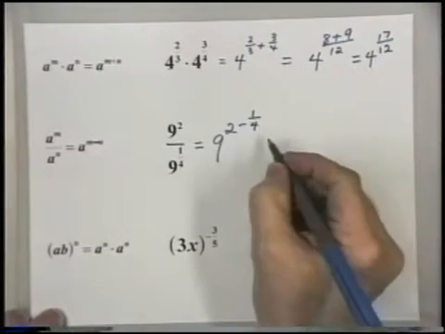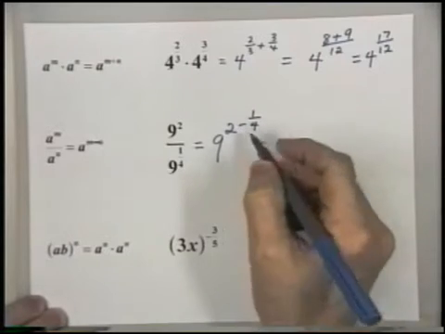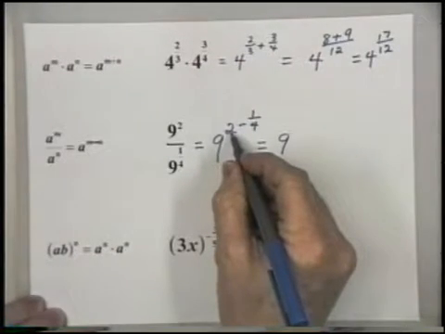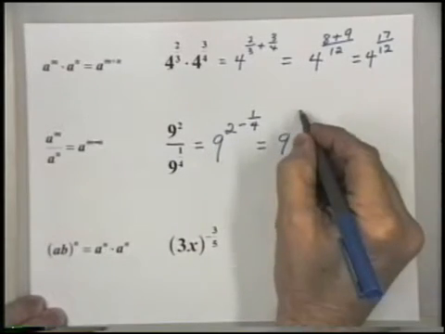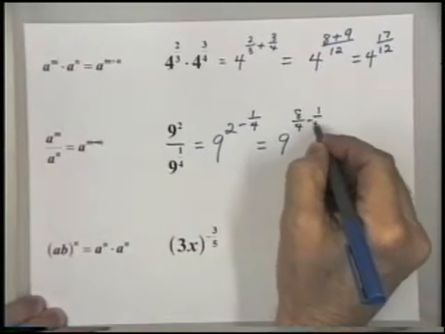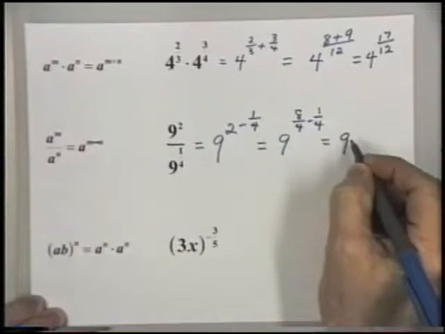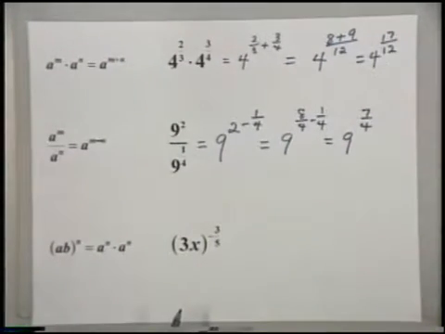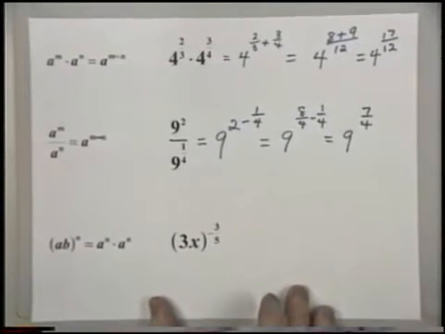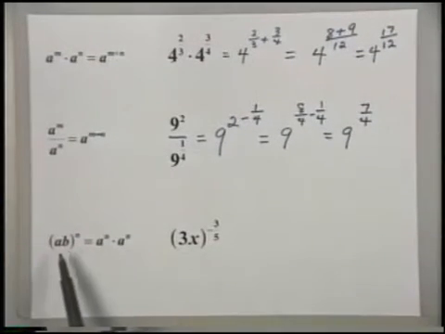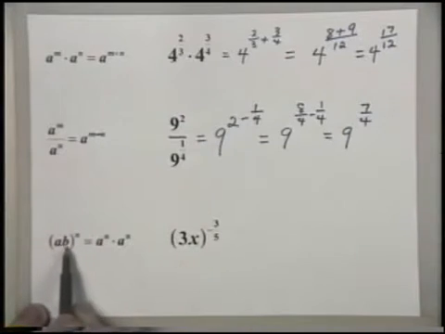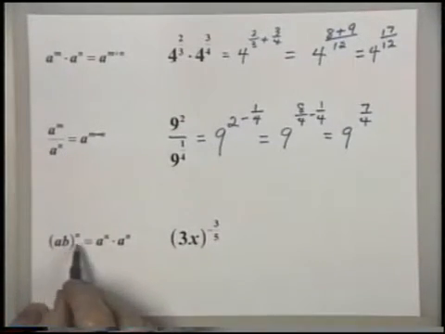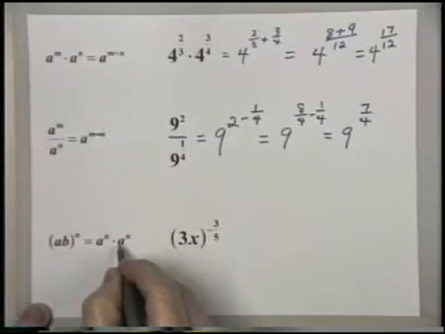And then it's just ordinary arithmetic. Change that 2 to fourths. Well, that 2 is 8/4, so you have 8/4 minus 1/4, which is 7/4. Third example down here is power of a product. Power of a product is the product of the powers.